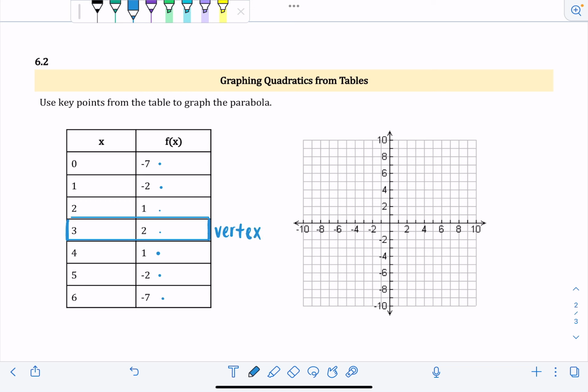And then depending on what the problem is asking, a lot of times it's pretty important to have the intercepts. So I would always get in the practice of identifying those from your table. So remember for a y-intercept, it's a point on the y-axis. So in order for a point to be on the y-axis, you need an x-coordinate of 0. So this point is our y-intercept.